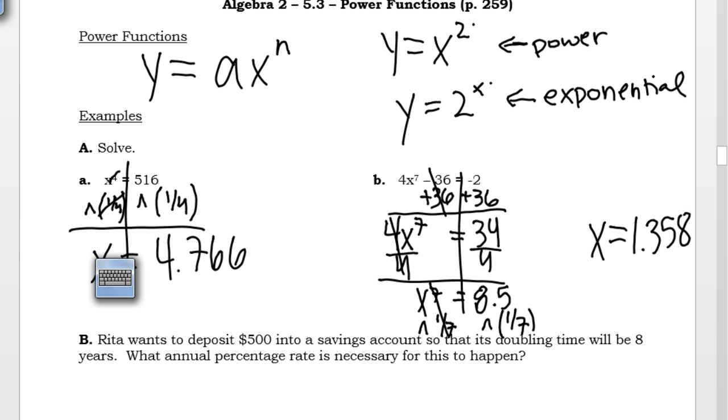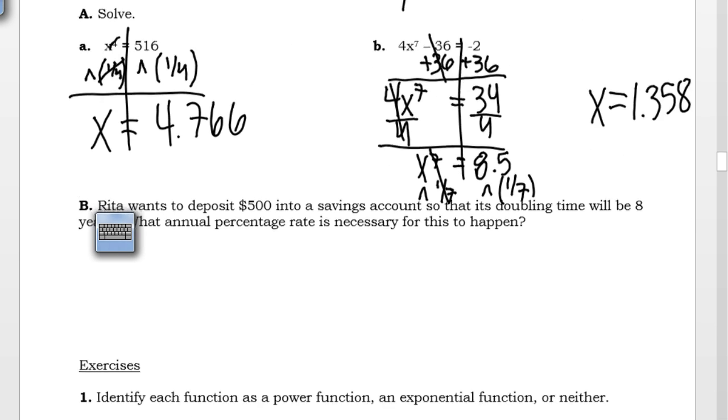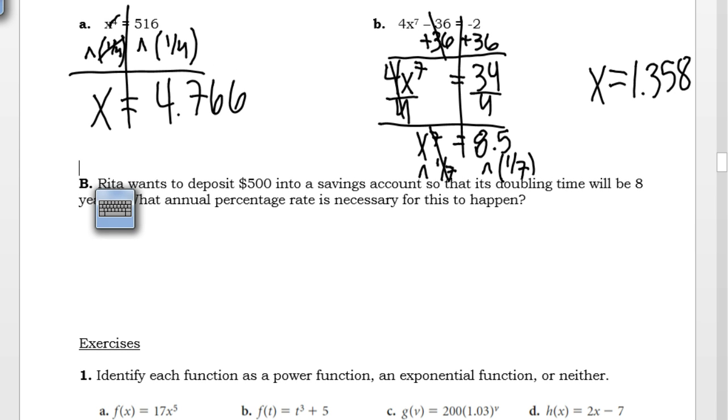I have a word problem. We'll set it up and we'll solve it the same way. Rita deposits $500 in an account so that the doubling time will be 8 years. What percentage do we need to double the money?